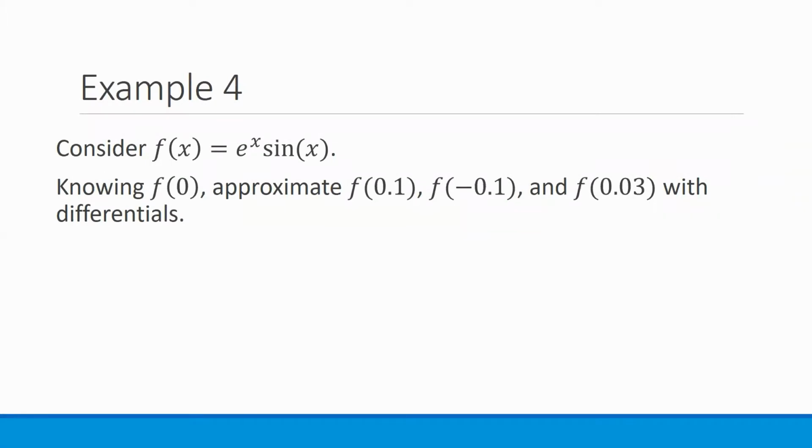Example 4 asks us to consider f of x is equal to e to the x times sine of x. We can calculate f of 0 and also the derivative of f of 0 and use that to approximate f of 0.1, f of negative 0.1, and f of 0.03. We'll be using differentials to do so.